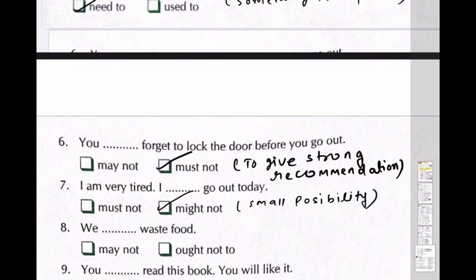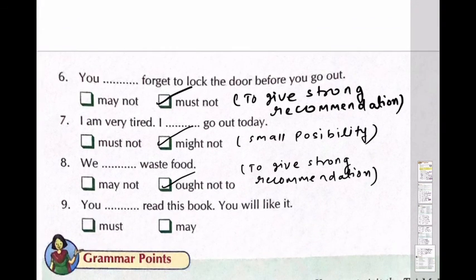So students, for eight, we'll use ought not to to give strong recommendation. Next, you must read this book. You will like it. Okay, again, what is here? Strong recommendation.